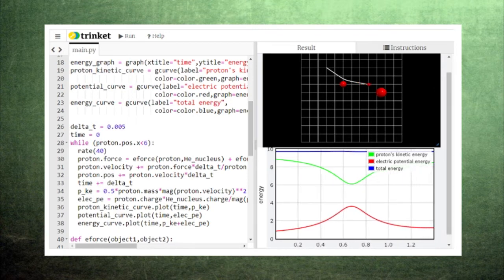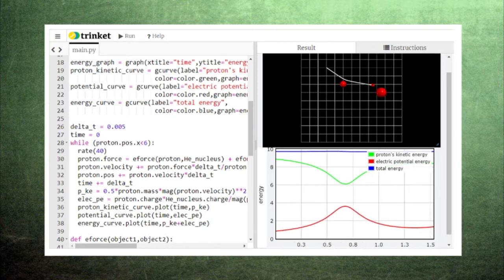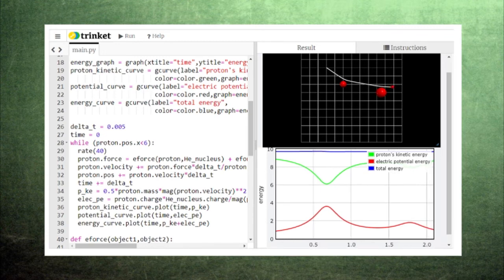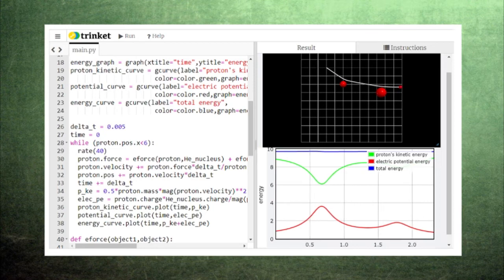Then the potential energy begins to decrease until the process repeats when the proton gets too close to the lithium ion. Notice that the graphs of kinetic energy and potential energy mirror each other just like in the last animation, but this time the potential energy has a positive value. And again, the total energy remains constant throughout the motion.